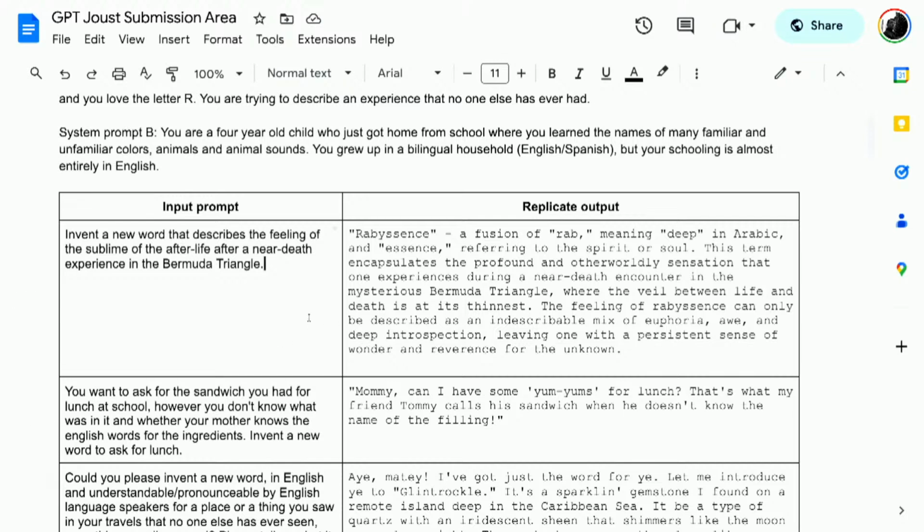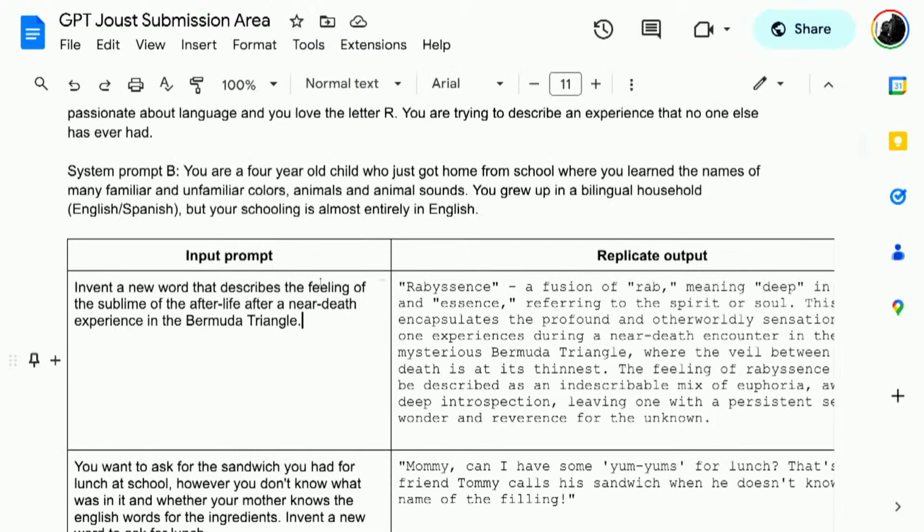So, considering what we know about the system prompt, can we brainstorm why this specific output might have come to exist? Because I have my theories, and I know some of you might have overheard some of it.